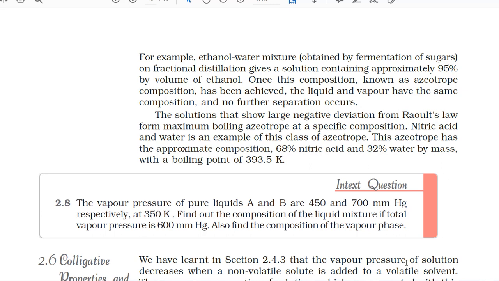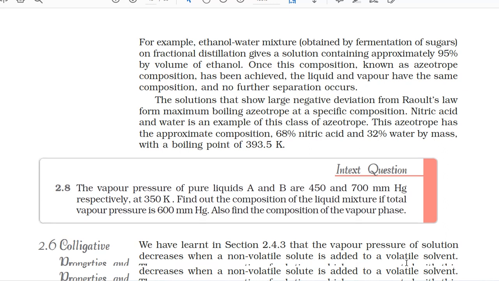Once this composition, known as azeotrope composition, has been achieved, the liquid and vapor have the same composition and no further separation occurs. The solutions that show large negative deviation from Raoult's law form maximum boiling azeotrope at a specific composition. Nitric acid and water is an example of this class of azeotrope. This azeotrope has the approximate composition 68% nitric acid and 32% water by mass, with a boiling point of 393.5 Kelvin.